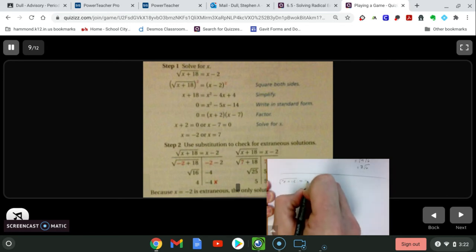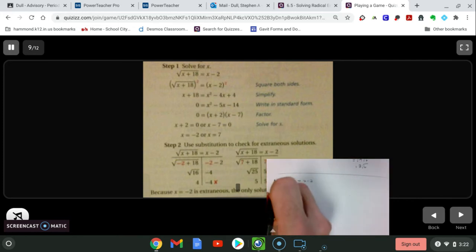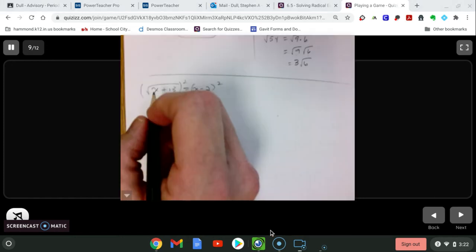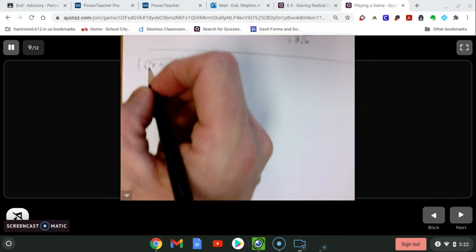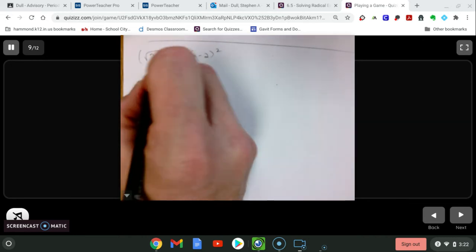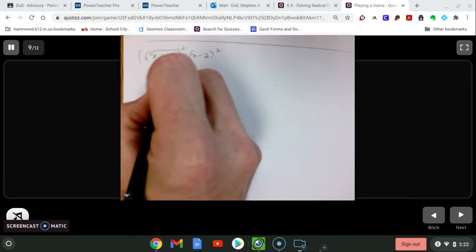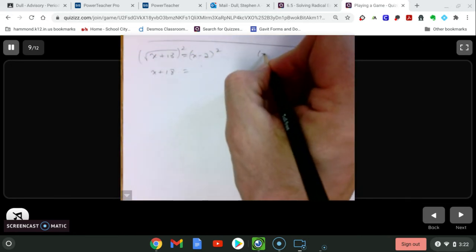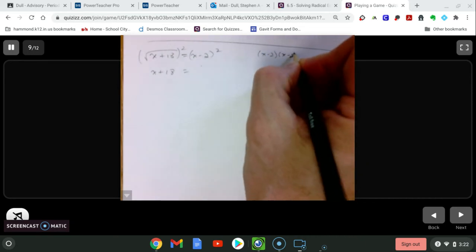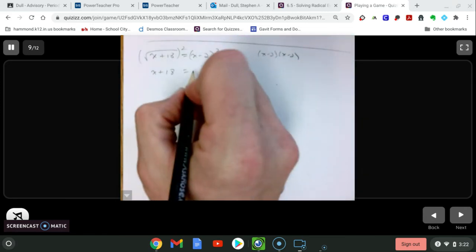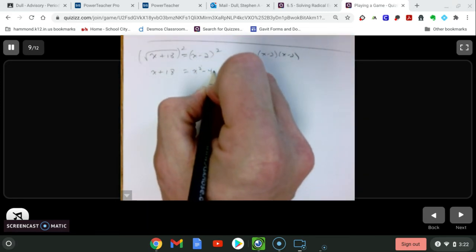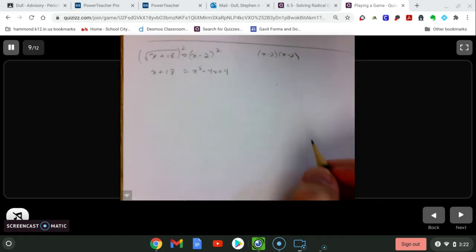Square root of x plus 18 equals x minus 2. So we recognize by now that we need to square both sides. So squaring a square root, I get my radicand, x plus 18. On the right-hand side, though, x minus 2 squared, that's x minus 2 times x minus 2, right? I have to go and multiply this out, these two binomials. And so when I do that, I get x squared minus 4x plus 4.